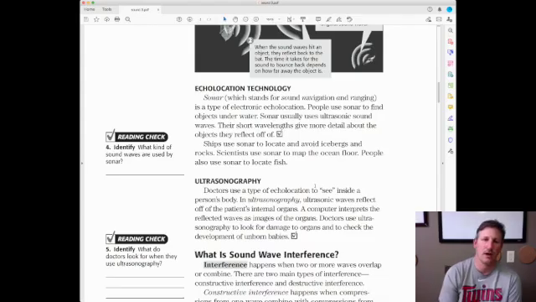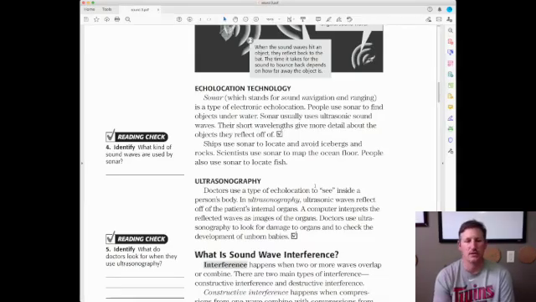So sonographs and things like that. If you're having a new baby, you'll go in and you'll be able to see those things, those ultrasounds. So that's what they call an ultrasound.